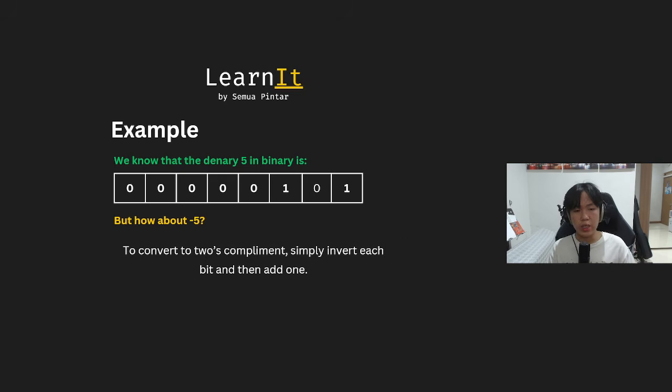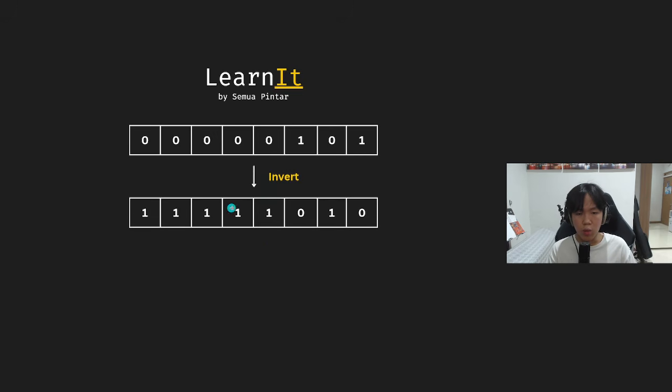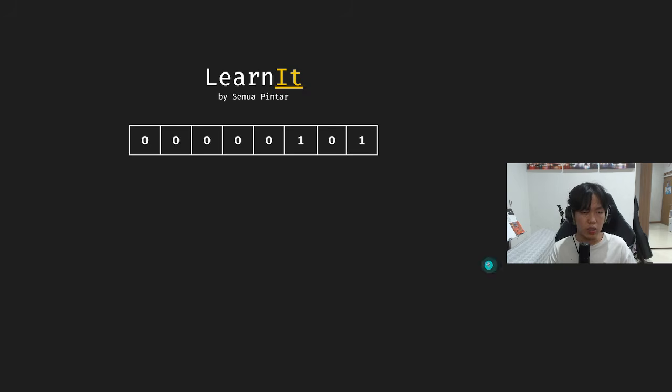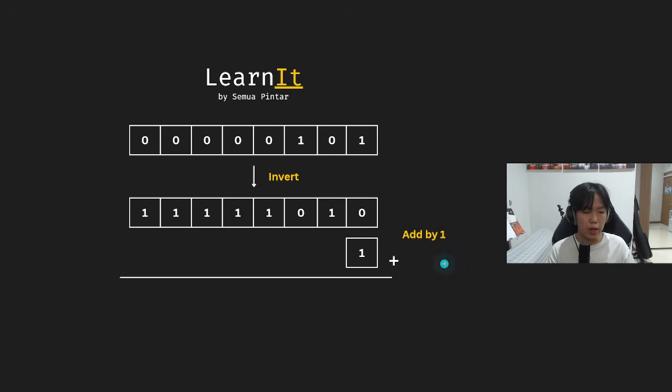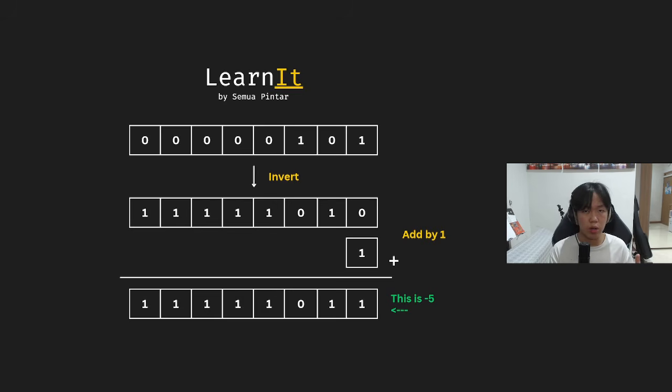What does this mean? So basically, inverting each bit means that 0 becomes 1 and 1 becomes 0. So you do this to each one. So it becomes 1 1 1 1 1 0 1 0. That's called inverting. And then you add 1. So this is binary addition. You add 1 and this becomes this. And this is the 2's complement of 5. This is -5. Okay, those two steps are very crucial if you want to convert a denary into its 2's complement, a binary into its 2's complement.